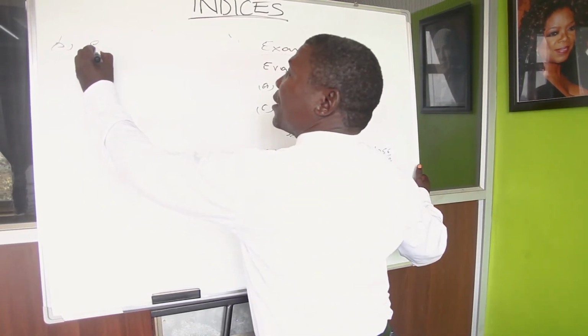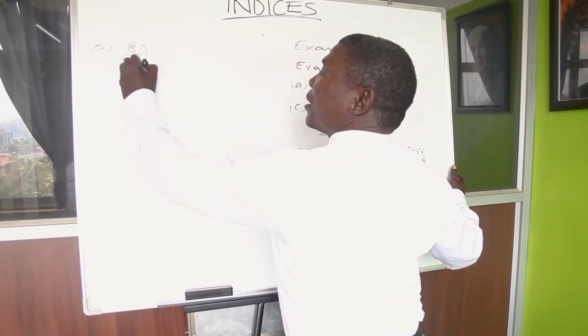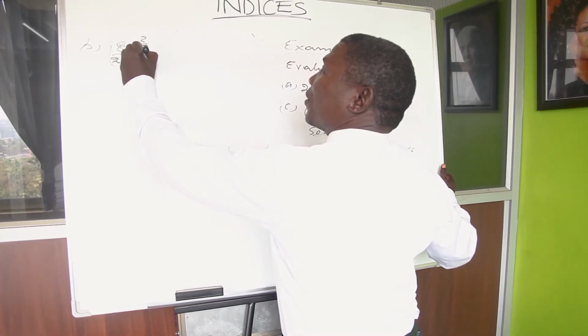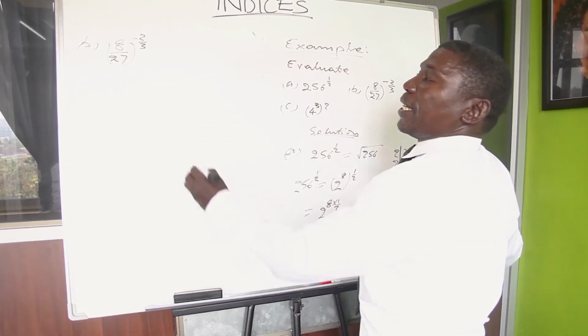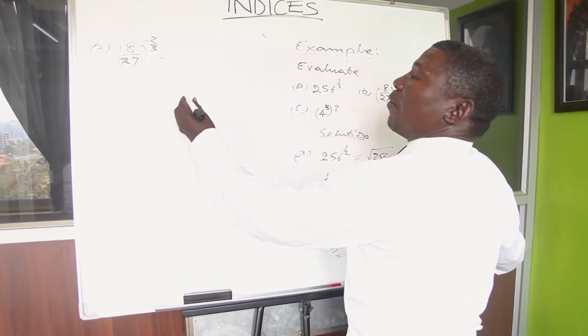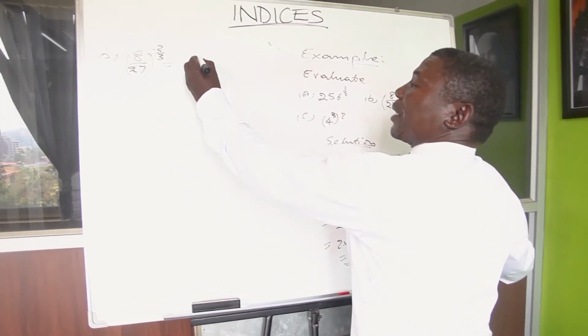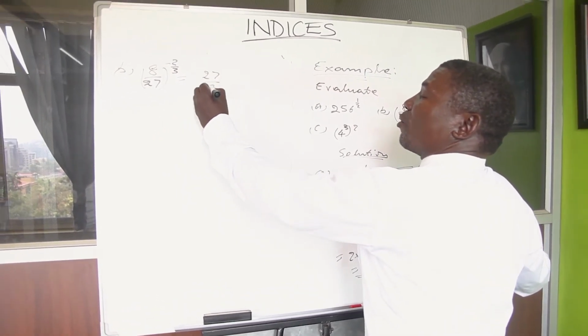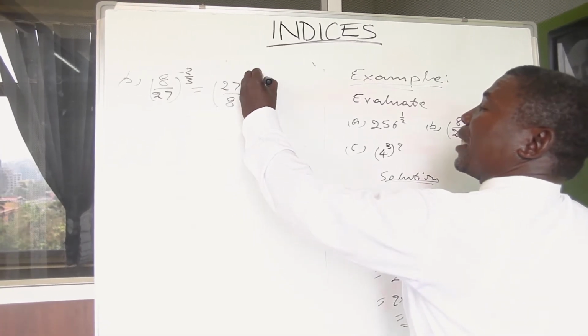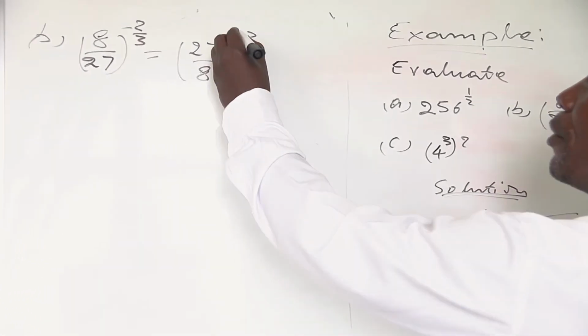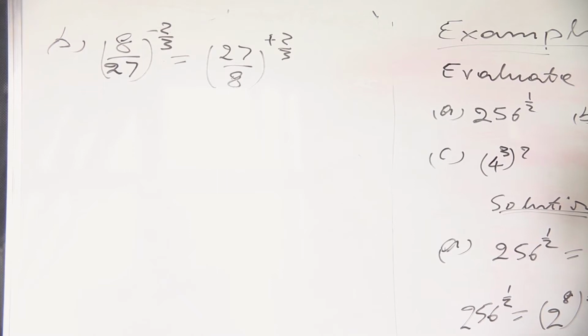Part B. We have 8 over 27 power negative 2 over 3. That negative now inverts the fraction. It becomes 27 over 8 raised to the power positive 2 over 3.